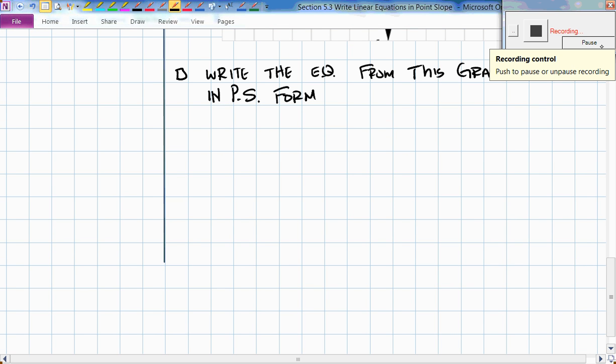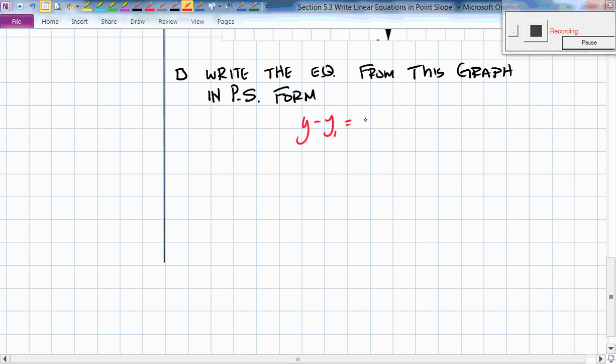Okay, so the directions for this last part say to write the equation from this graph in PS form. PS stands for point slope form. So we're going to write the equation in point slope form, which looks like this: y minus y1 equals m times x minus x1. This is point slope form. That's PS form, just in case you forgot already.